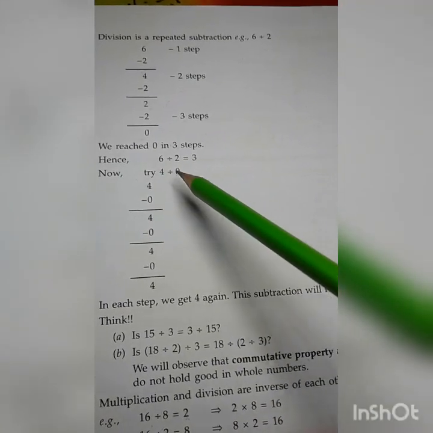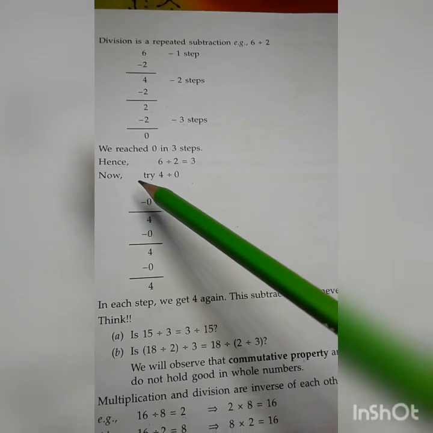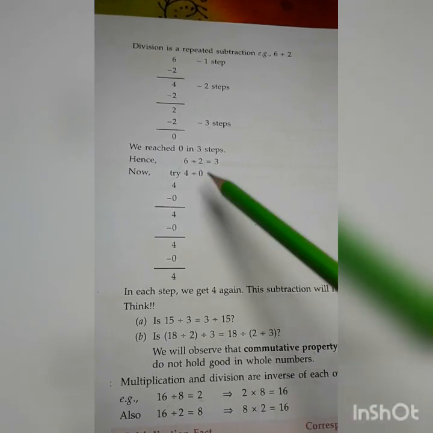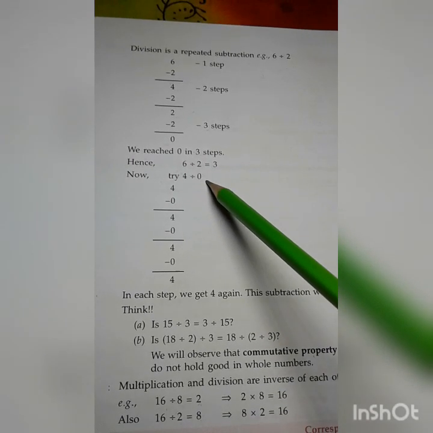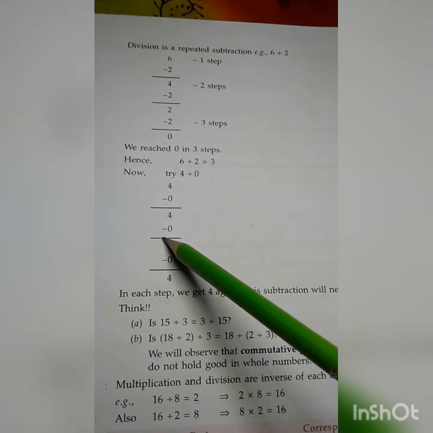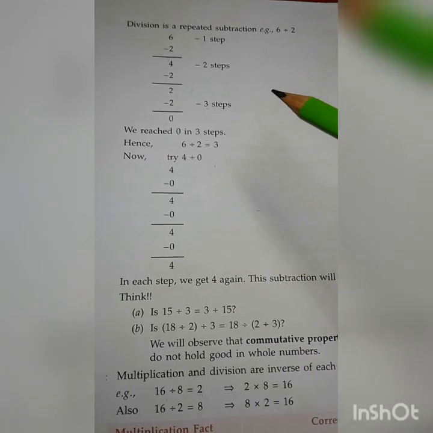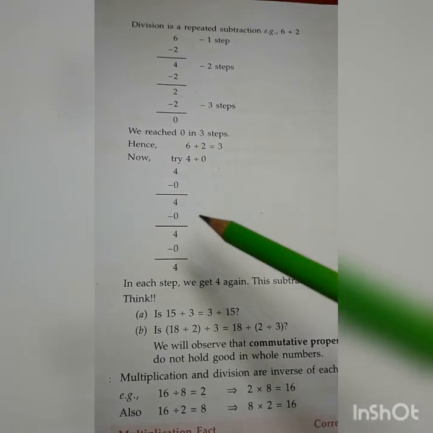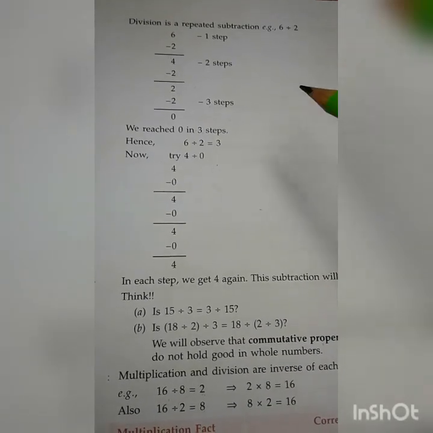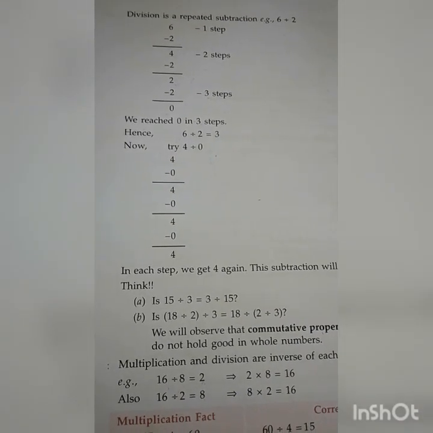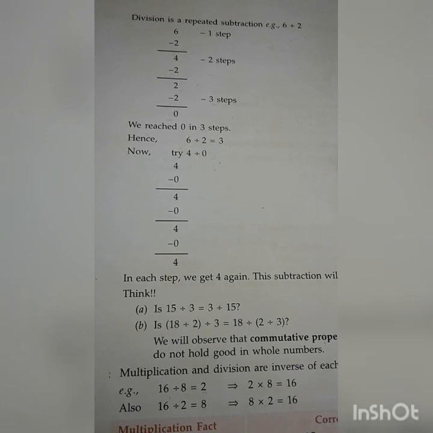Now try 4 divided by 0. 4 minus 0 equals 4. Then 4, because here 0 times you subtract. 0 times means, children, how many times you subtract? That is unlimited. So in each step we get 4 again. This subtraction will never stop. Hence 4 divided by 0 is not defined.